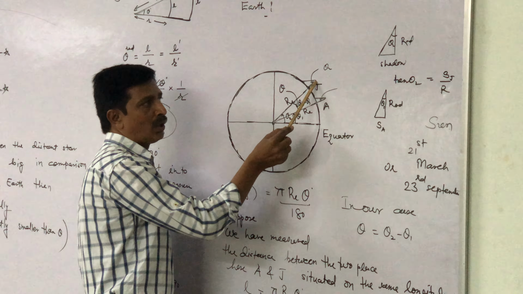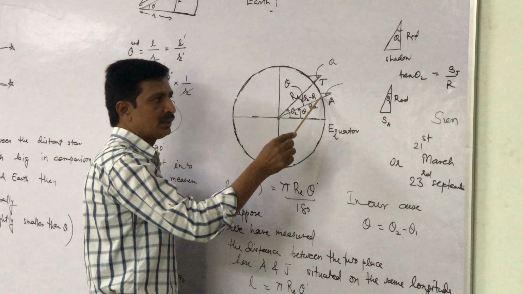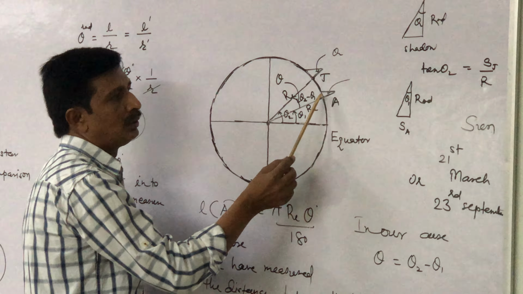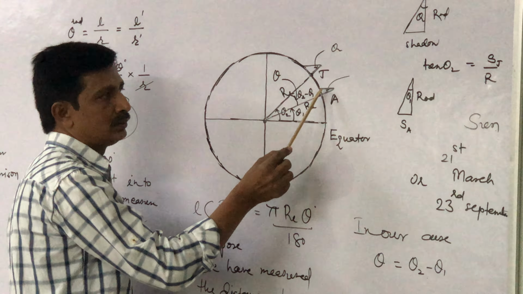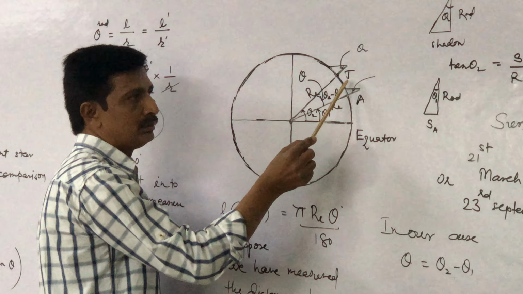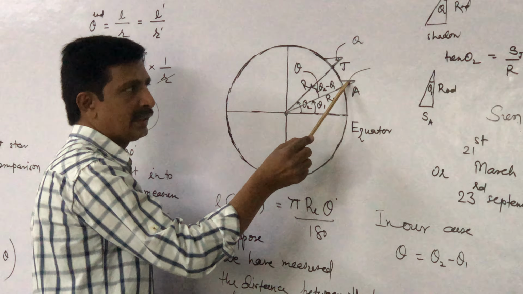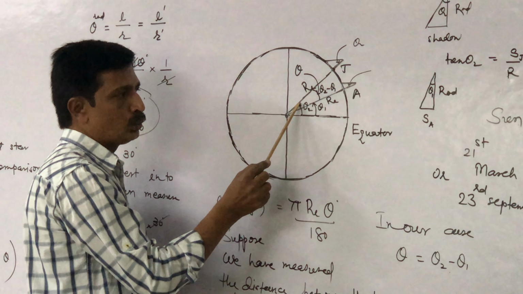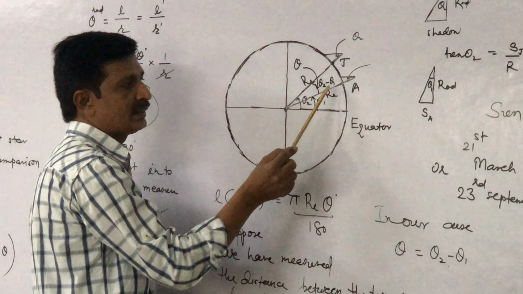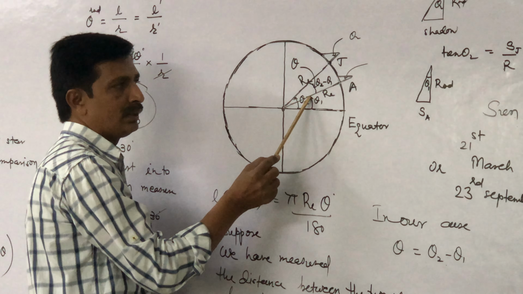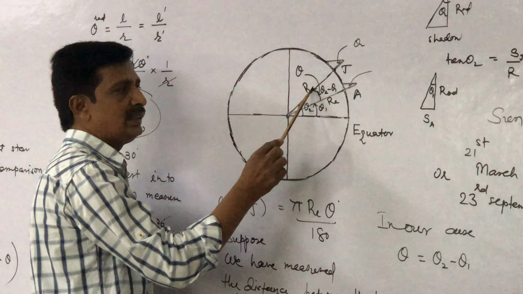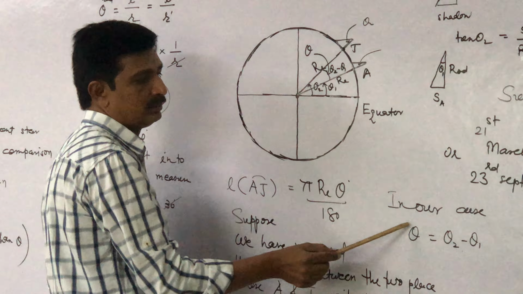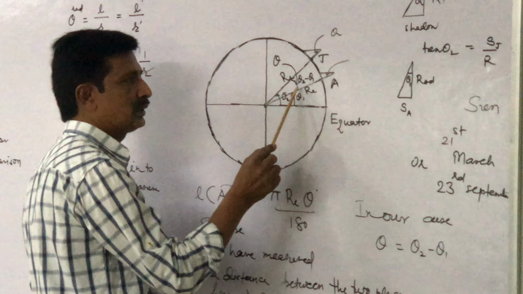This is another rod at another place, but they are both on the same longitude. So this is the shadow, and this is the length of the rod. So we can measure this angle using geometry. This angle is slightly greater, say theta 2, and this angle is slightly smaller, say theta 1. So we have this angle theta, which is theta 2 minus theta 1.